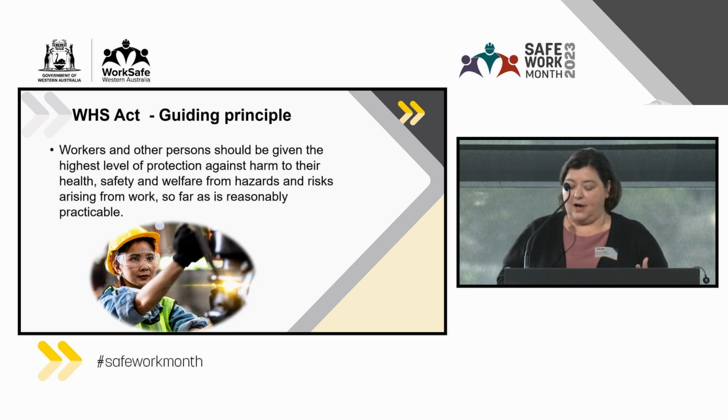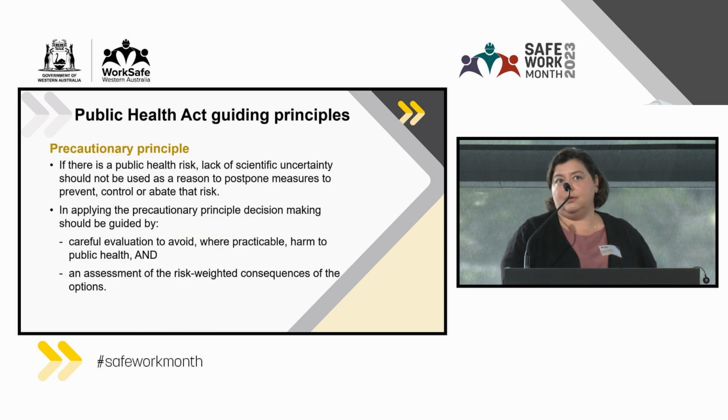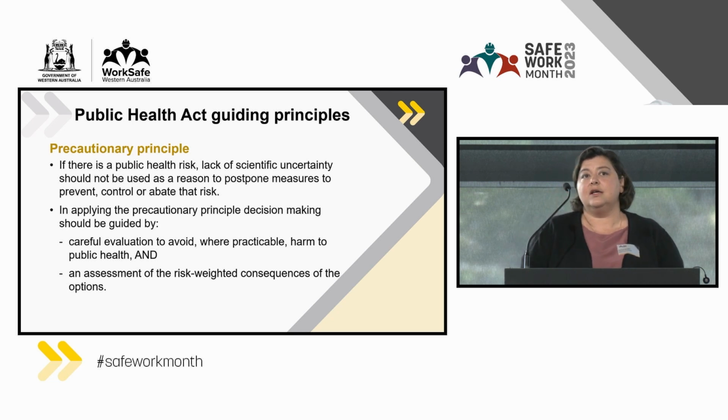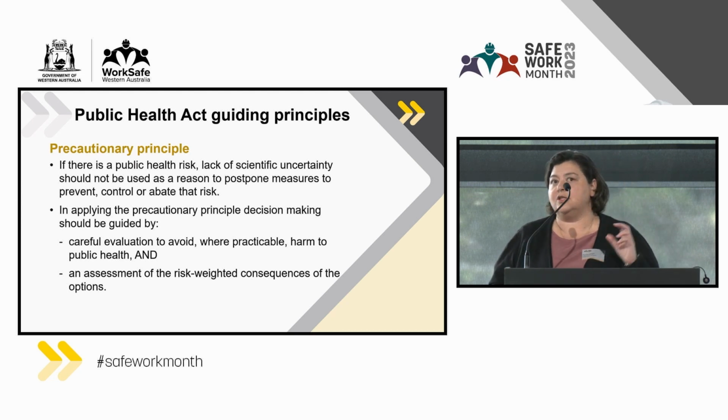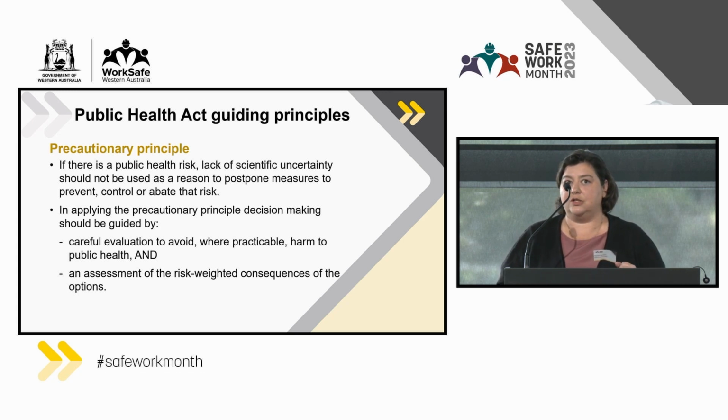And this idea of so far as reasonably practicable is explored also in public health guiding principles. We all know about the precautionary principle. We talked about it earlier this morning. And that basically says if there's a public health risk or any other kind of risk, a lack of scientific certainty shouldn't be used as the reason to postpone measures to prevent, control or abate that risk, especially where we know what those control measures should be. And in applying the precautionary principle, decision-making should be guided by a really careful evaluation to avoid, where practical, harm to health, and an assessment of the risk-weighted consequences of the options.